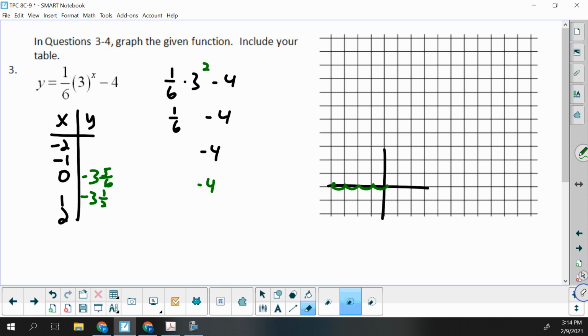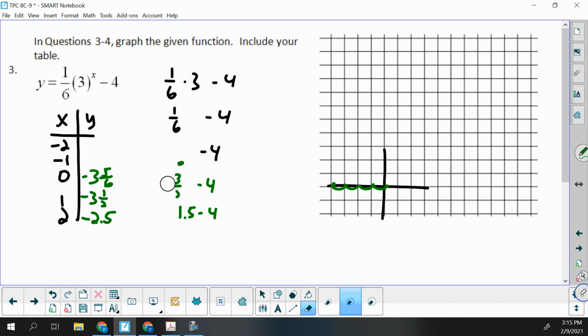We'll put in the 2 now. 3 squared is 9. 9 over 1 gives us 9/6. You can either think of it as 3/2 or 1.5. And 1.5 minus 4 gives you negative 2.5.